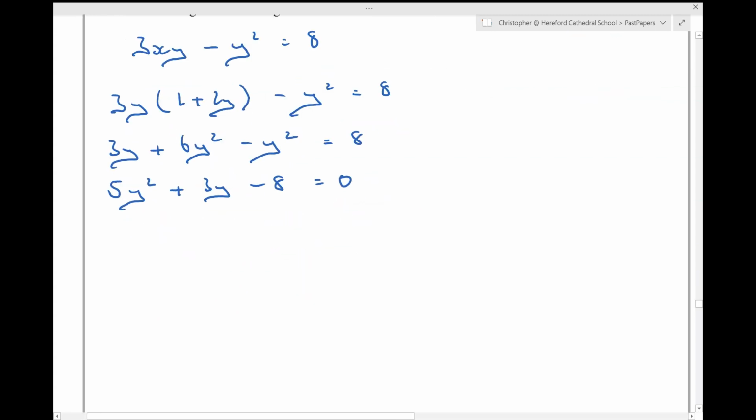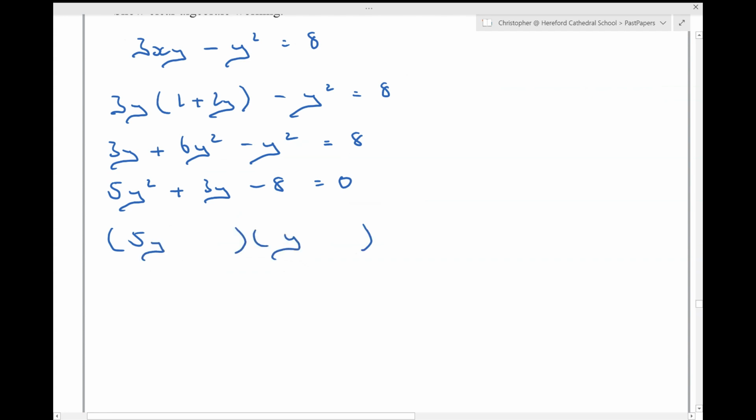Well, I'm going to factorize that. See if it factorizes. There's going to be a limited number of options because I've got to have 5y and y to get my 5y squared. Now for my 8, I suppose it could be 1 and 8. Actually, I quite like that. Look, because I could have the 8 here and the 1 here. I know one of them's got to be minus and one of them's got to be plus.